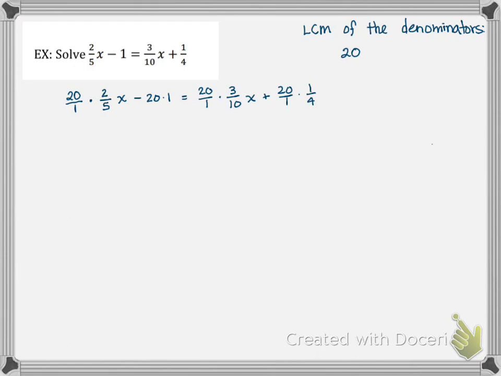You guys can use your calculators for this if you want to. Remember that you have them. It's okay to use them. But if you want to do it in your head, the simplest way is to divide your LCM by the denominator. So 20 divided by 5 gives me 4.